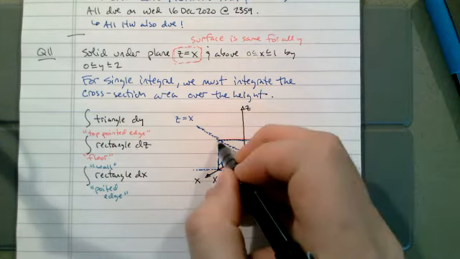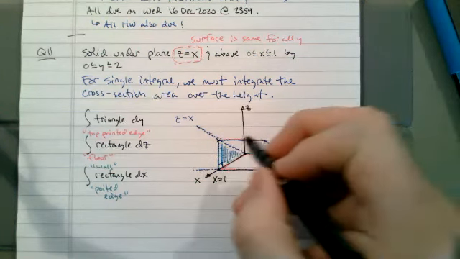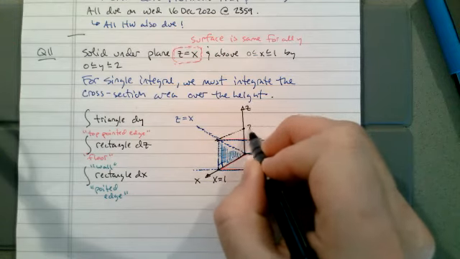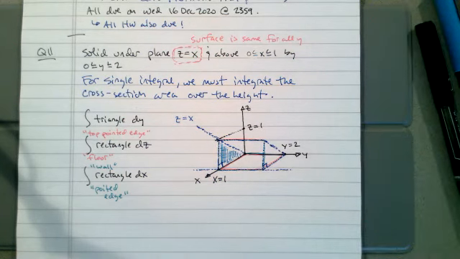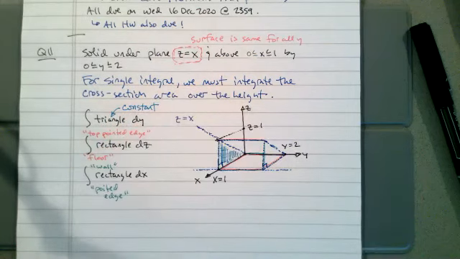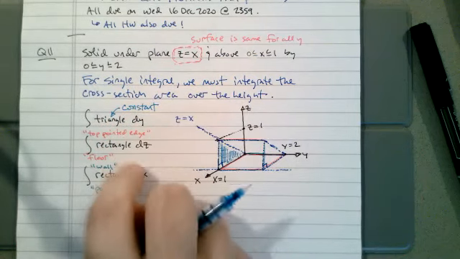Any questions? All right. So the triangle one would be a constant. The rectangle ones, the size of the rectangle changes, but the triangle is a constant. But the rectangles, those are variable.